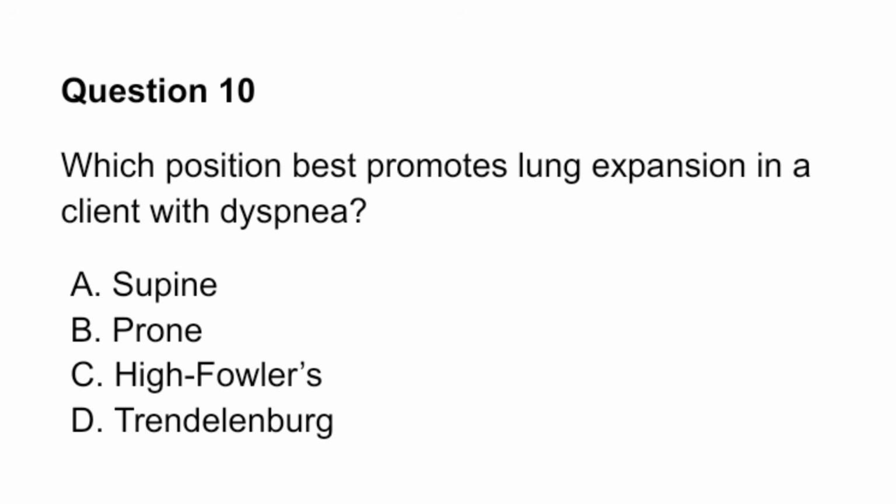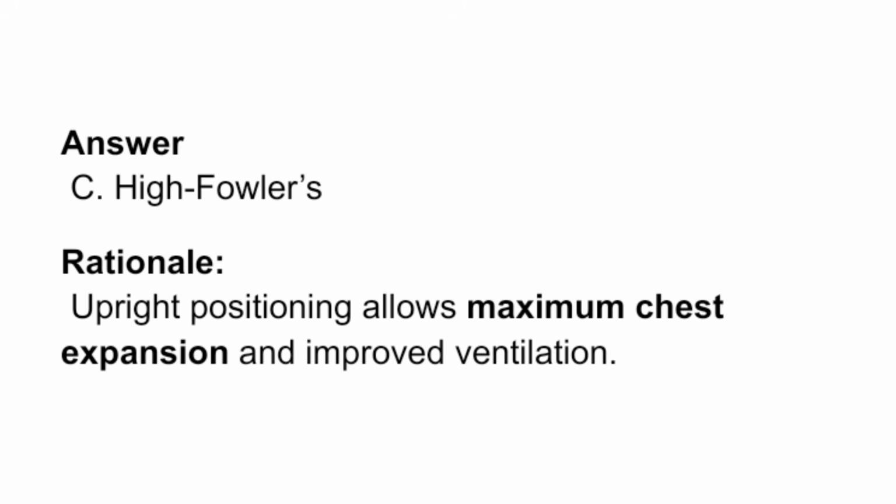Question 10. Which position best promotes lung expansion in a client with dyspnea? A, supine, B, prone, C, high Fowler's, D, Trendelenburg. Answer: C, high Fowler's. Rationale: upright positioning allows maximum chest expansion and improved ventilation.